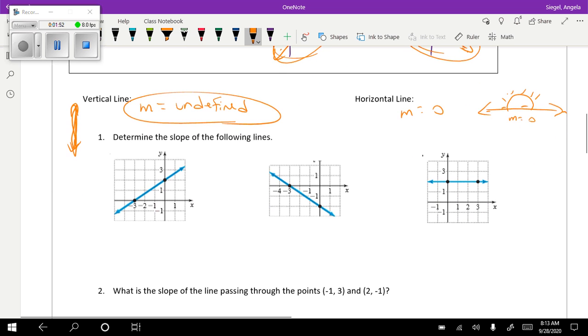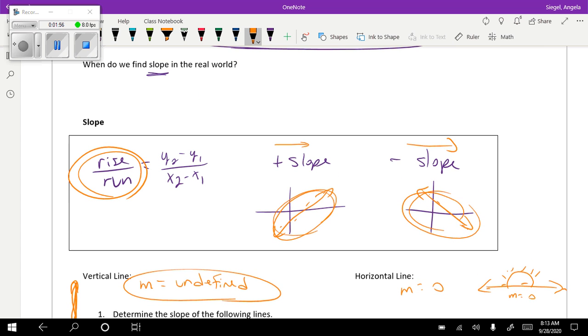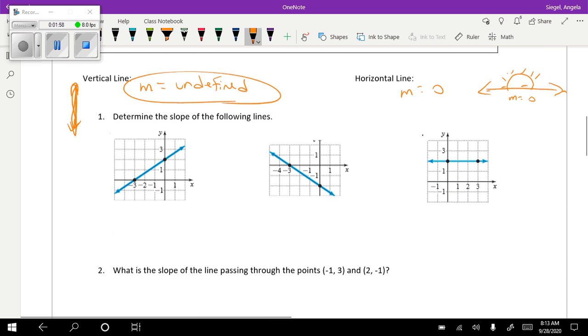So we're going to determine the slopes of the following lines. So I would make it easy on yourself. On these problems, just do rise over run. So start with 1 point. How far up does it go? It goes up 2, and it goes over 1, 2, 3. And notice it's going uphill, so it's positive. So try the other two.